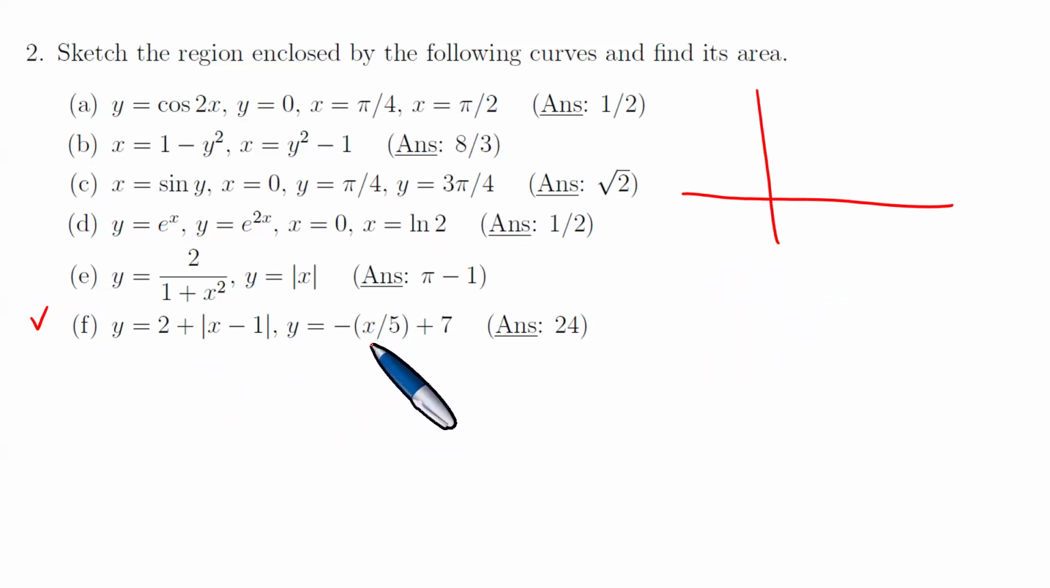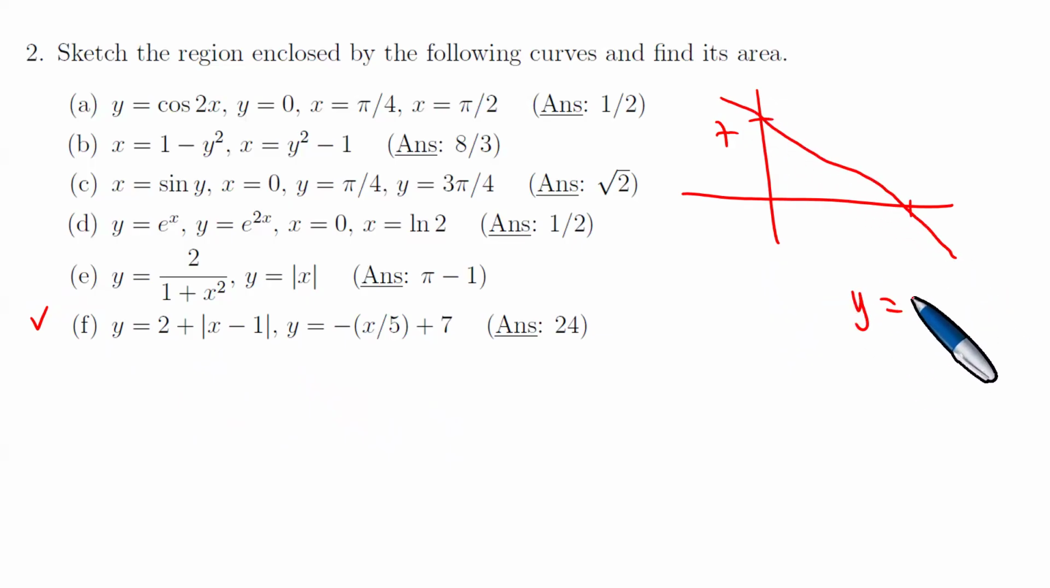When X is 0, Y is 7. When Y is 0, X is going to be a positive number. So this will be the graph of Y equals minus X over 5 plus 7. Then you also have this other graph here. When X equals 0, Y is exactly 3.